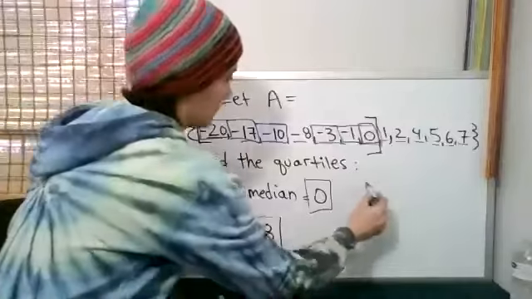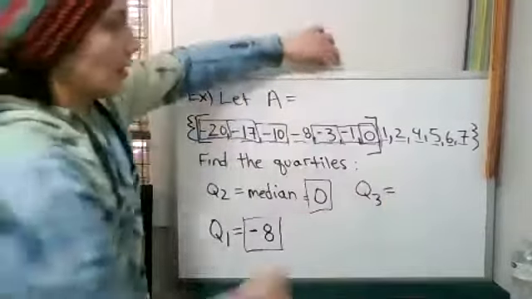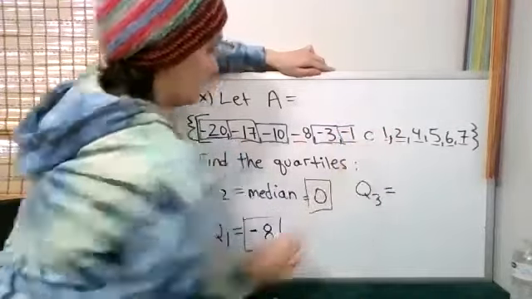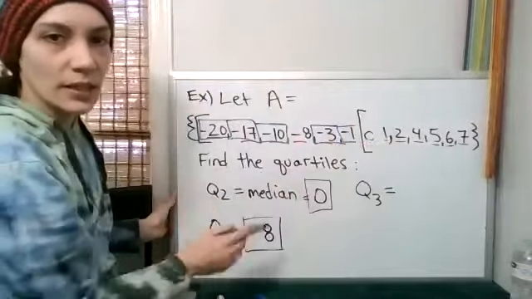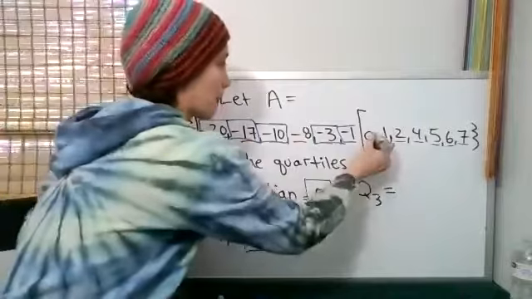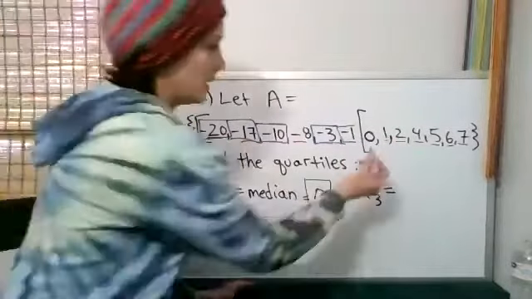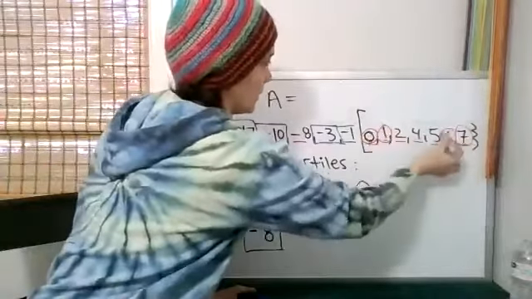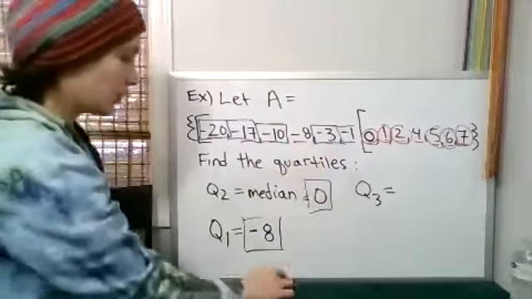Q3. Okay, let's get this kind of clean. Use 0 again, use Q2 again. And we'll go with 0, 1, 2, 5. 4 is in the middle.